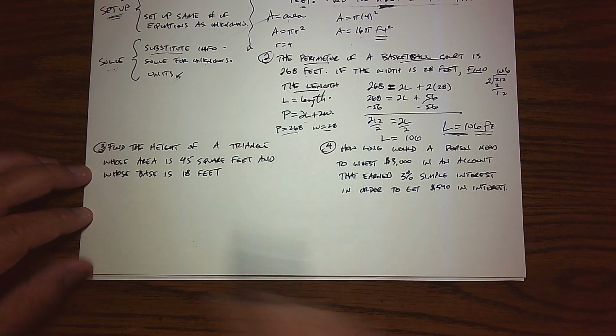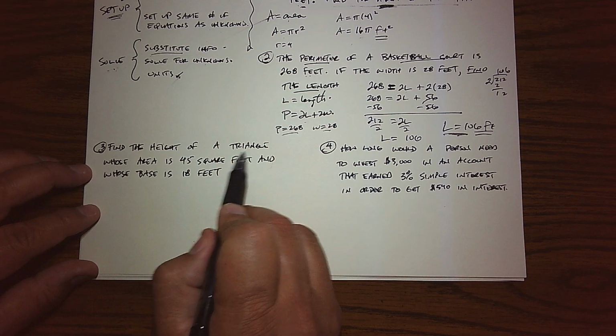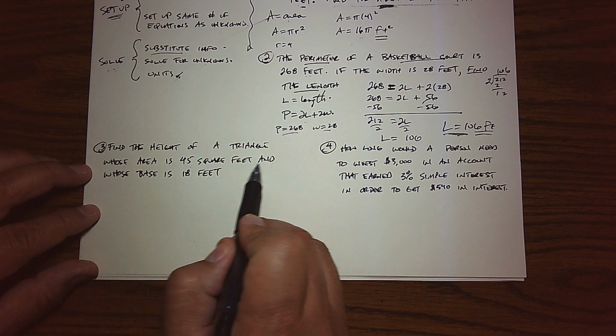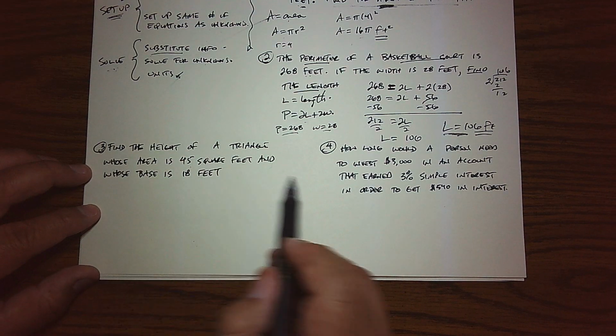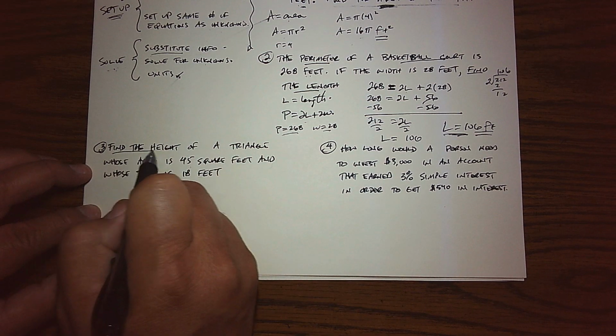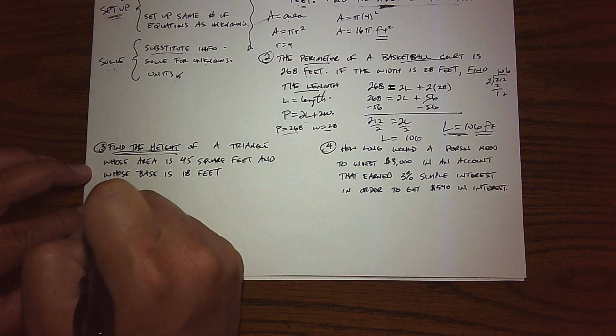Next one, we have to find the height of a triangle whose area is 45 square feet and whose base is 18 feet. So again, what's the unknown? Well, reading the problem carefully, they're telling me to find the height. So how about we call it H?